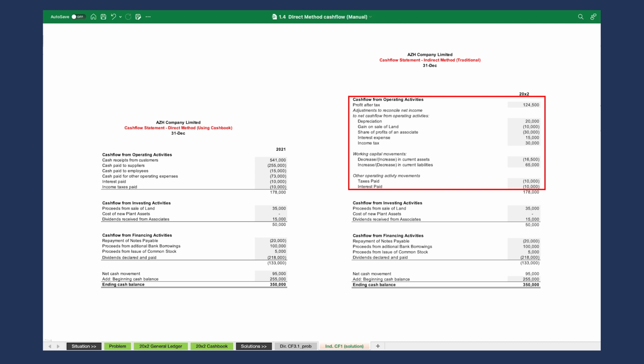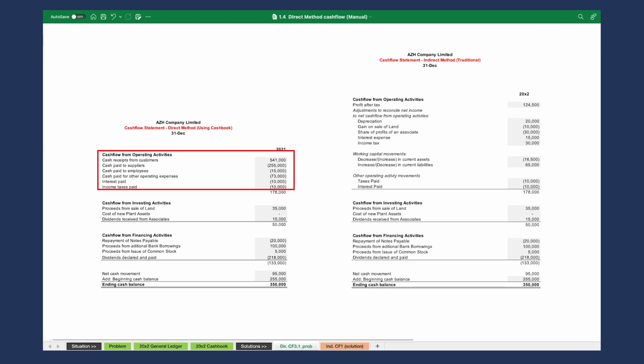However, as I have said, in actual practice, it is actually easier to present the indirect method because we actually do not have much information about the bank statements or the cash books of the company, especially if the company becomes bigger and bigger. You cannot do this type of analysis on a 1,000-line bank statement, for example.